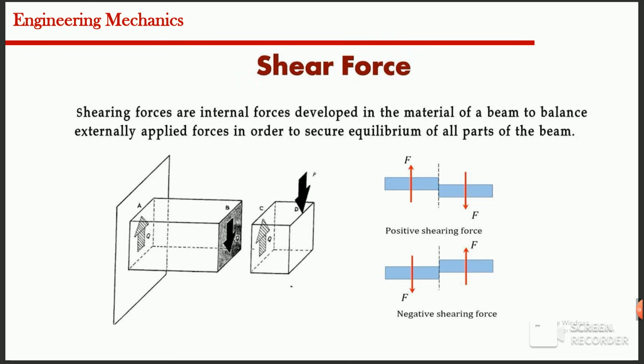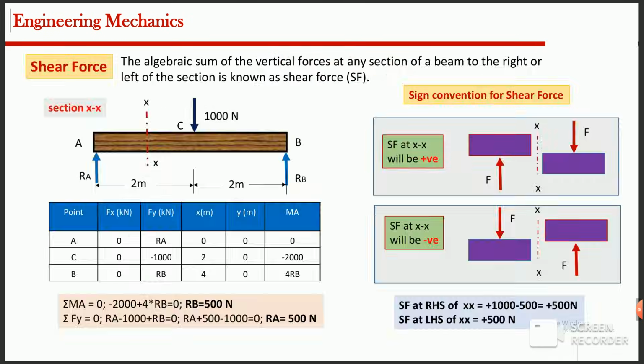Imagine cutting the beam at a particular point. If we observe either side of the cut and all the vertical forces, the result is called the shear force at that particular section. The figure on the right side shows the sign convention.